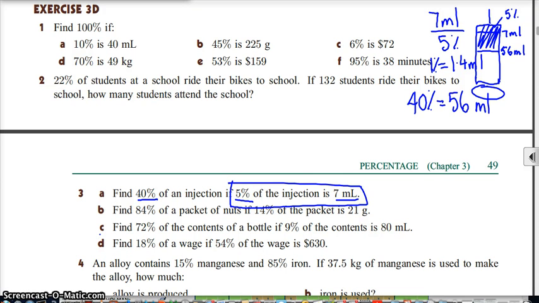What's the information that relates to each other in C? Find 72% of the contents of a bottle if 9% of the contents is 80 mils. What are the two common things there? 80 mils and 9%. Does the percentage go on the top or the bottom? On the bottom. Good. So on that one, 80 divided by 9%. That'll give us 1%, and then we multiply it by however much they're asking us. On this occasion, they're asking for 72%.